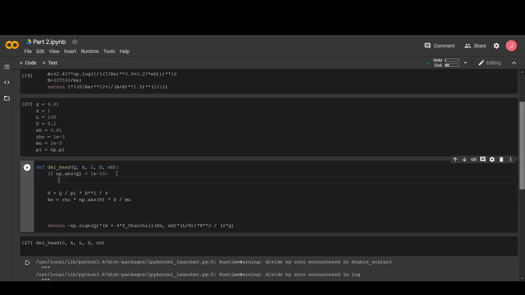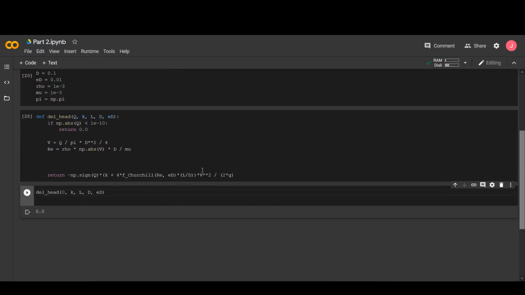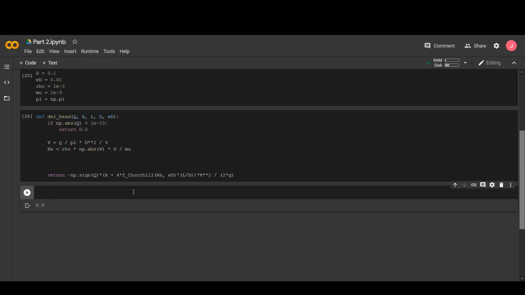So then, if that's the case, then we want to return 0. So now we should just get a 0.0 popping out here. Perfect. Okay, so I think that's probably good. That's as robust as we probably need this to be. We want to be able to handle negative flows, positive flows, and potentially if the flow is 0.